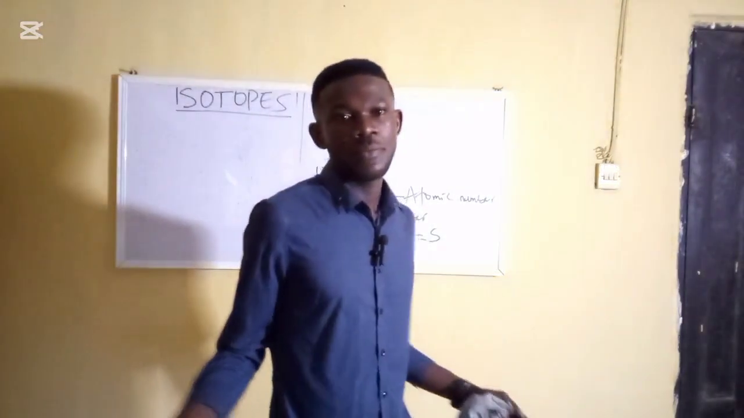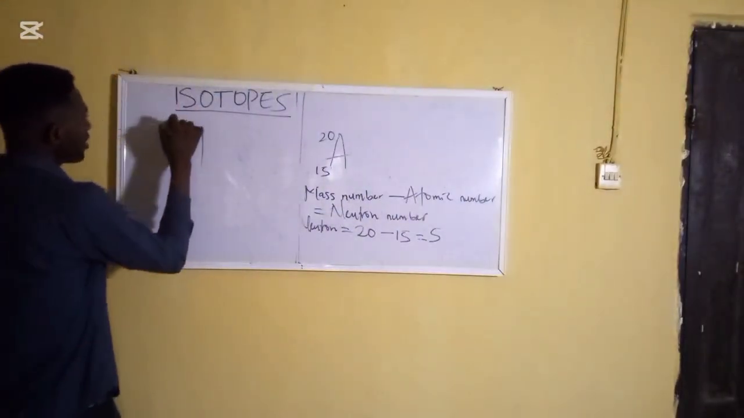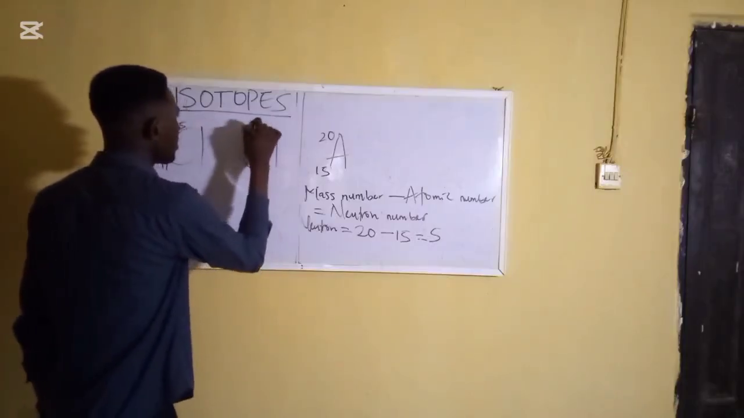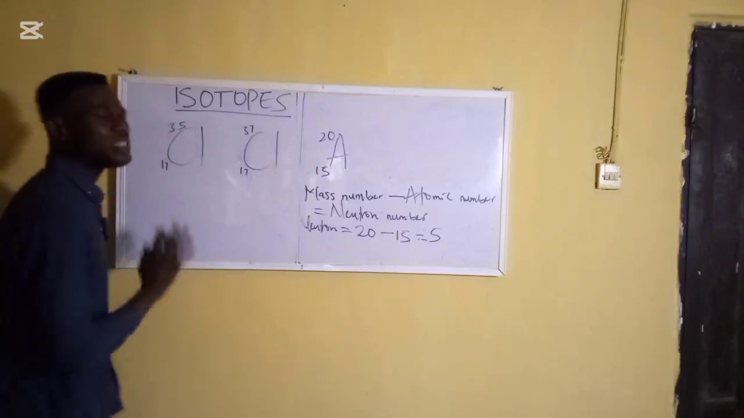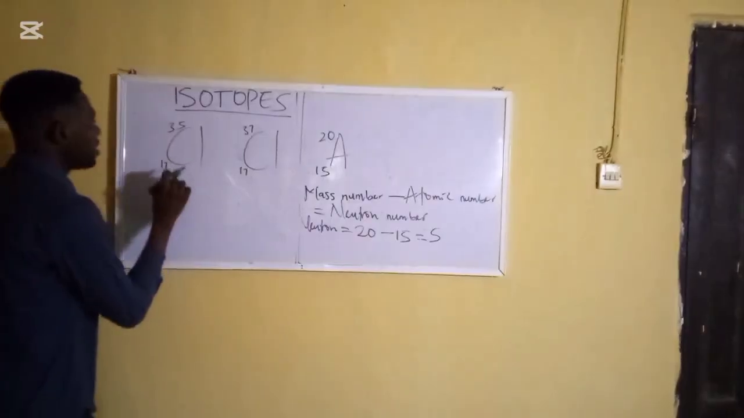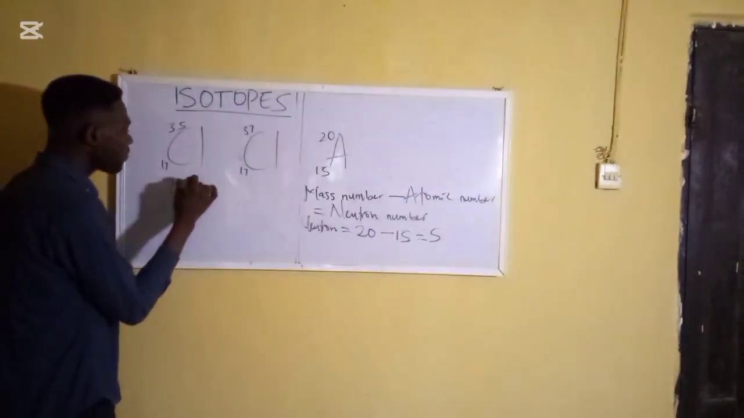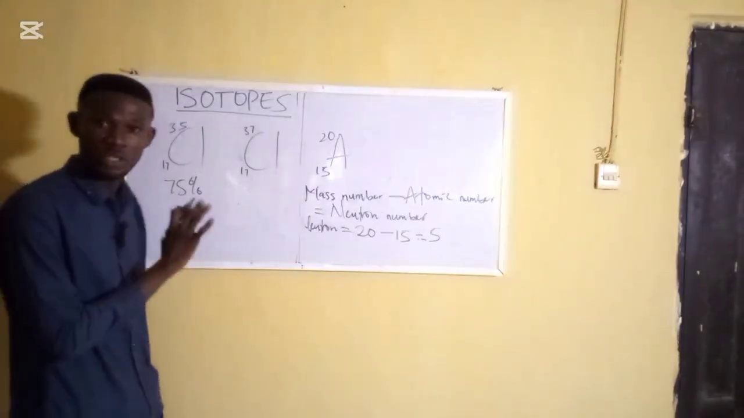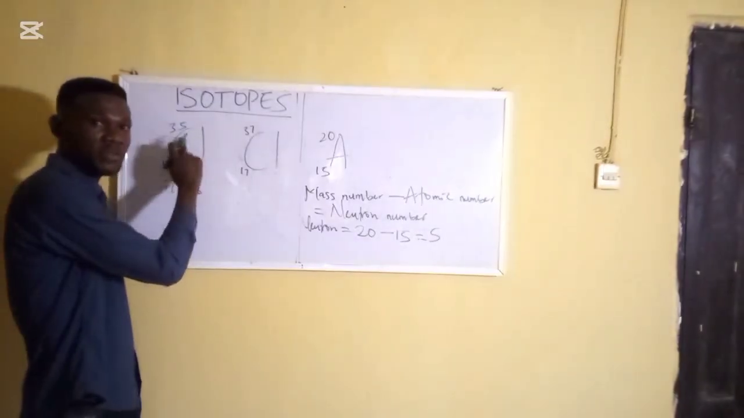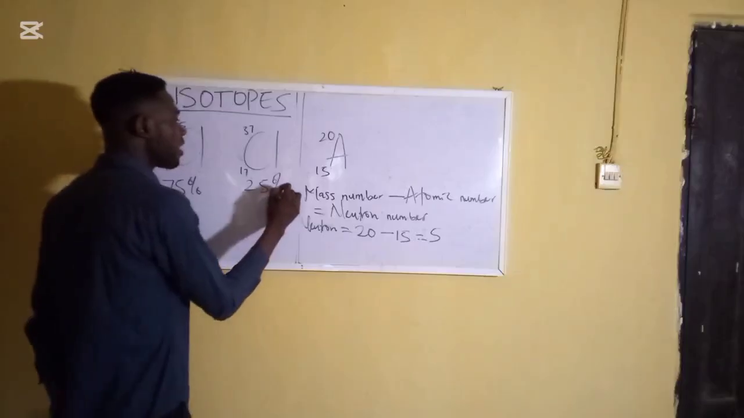Let's start with chlorine. Now, for chlorine, let's say we have chlorine represented like this. These are the two different isotopes of chlorine, but their occurrence in nature differs. This particular form of isotope is occurring at 75%. This is the abundance you have in nature. This is the abundance of the chlorine isotope with mass number 35 that occurs in nature, and this one actually has 25%.